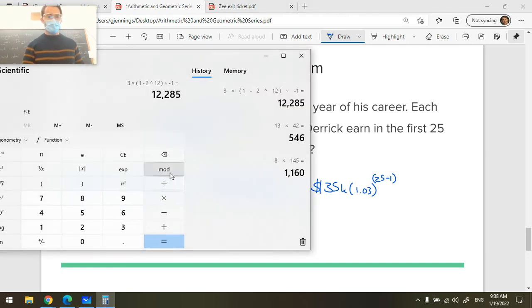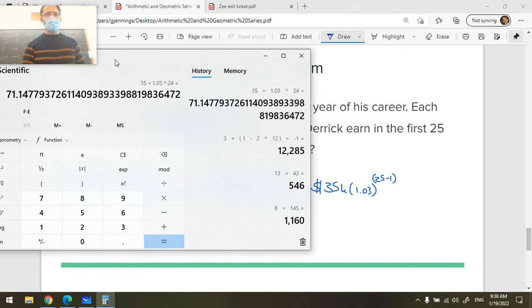Getting this 3% raise. So I have $35,000 multiplied by 1.03 raised to the power 24 equals, so in his last year, he's making $71,000. He's almost doubled his income over 25 years, which is a pretty good rate of increase to his earnings, right? Over 25 years, he's earning double.